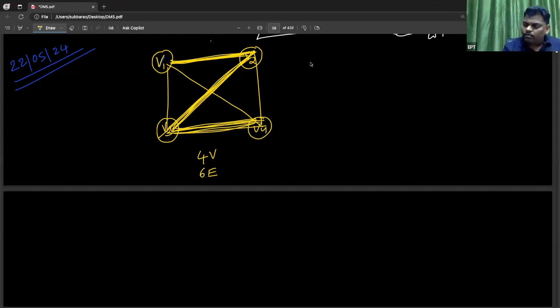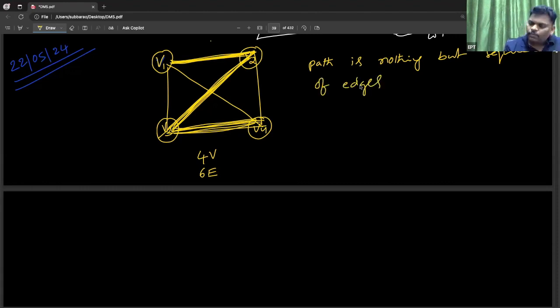Let me write now. Path is nothing but a sequence of edges. Now let me write one by one. Is it a path? V1 to V2, V2 to V3, V3 to V4. Is it a path? Path is nothing but a sequence of edges.